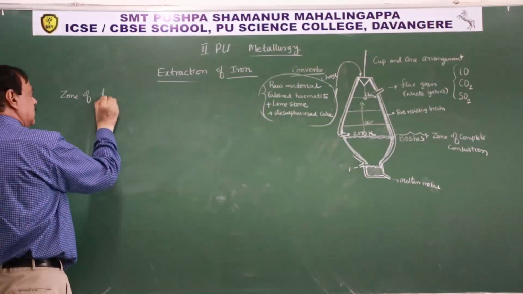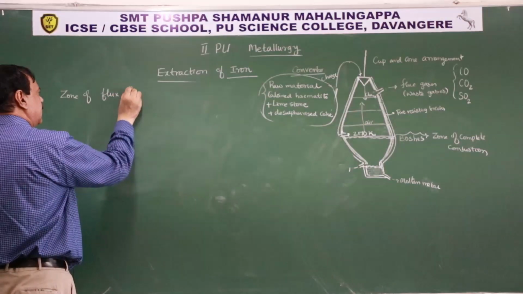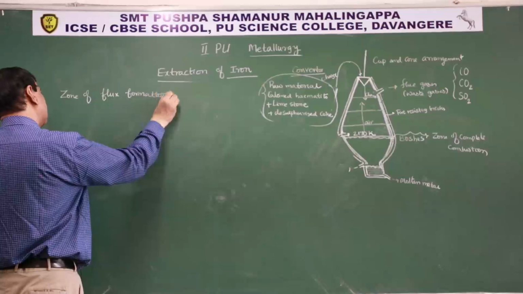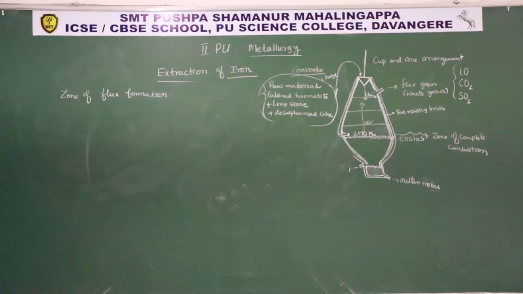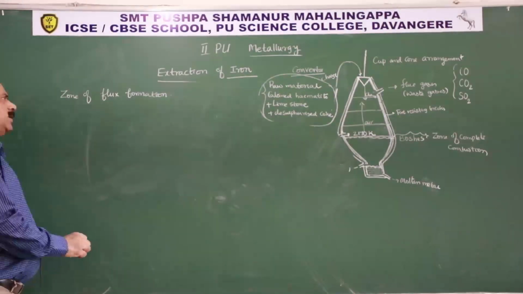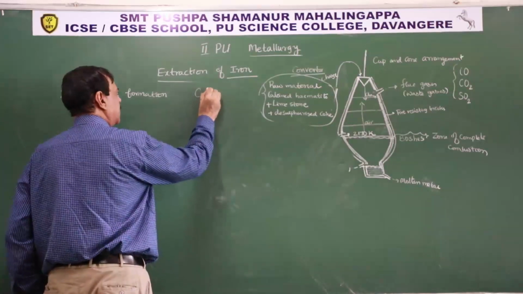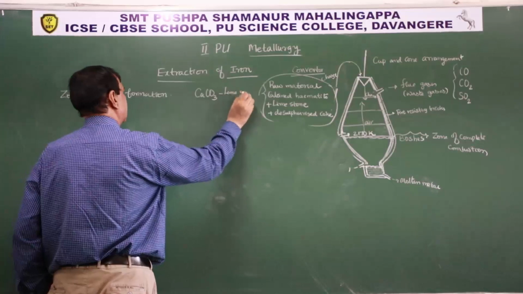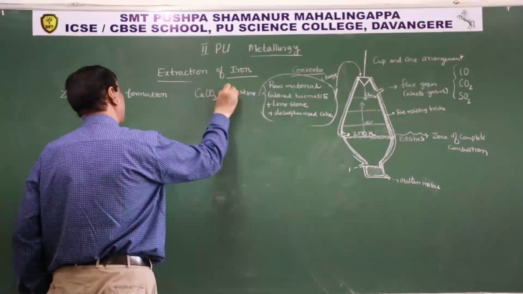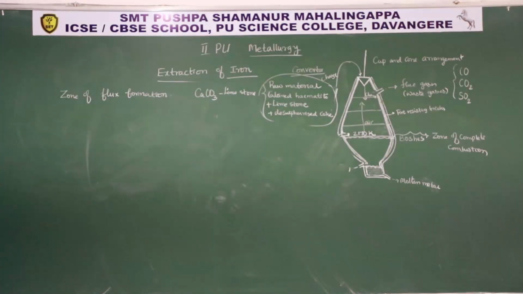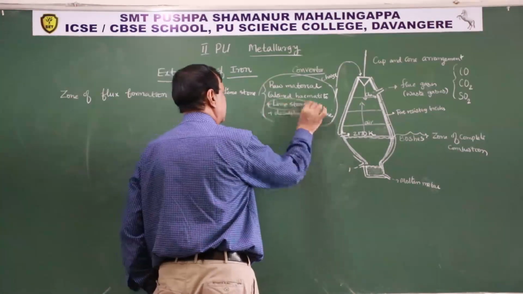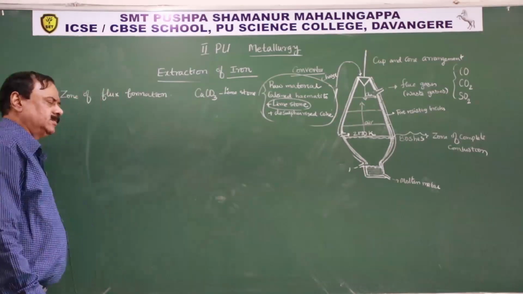Zone of flux formation. Here calcium carbonate is called limestone, and that is used in the charge. What is the role of the limestone?